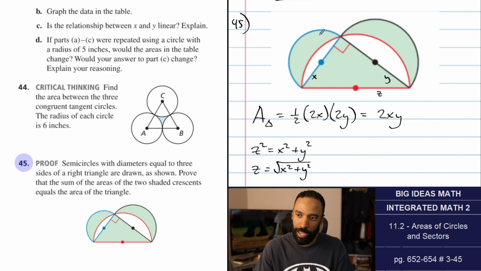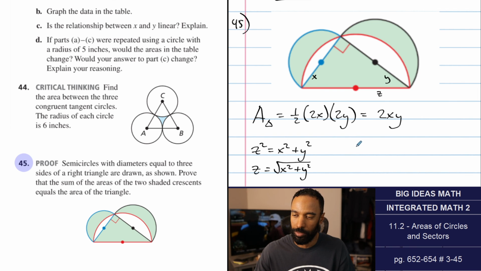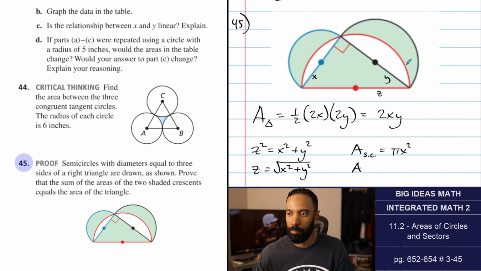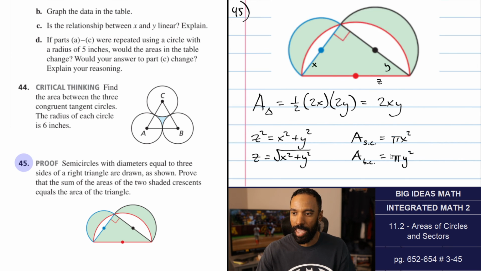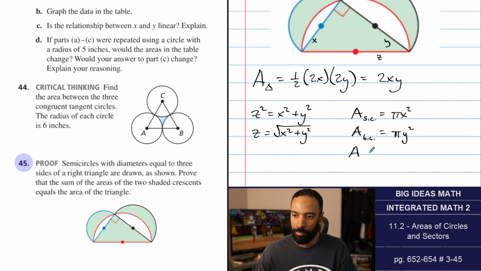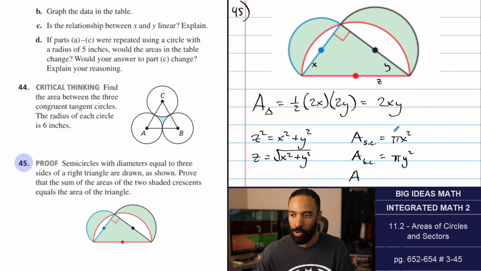So what's the area of this circle? The area of the small circle is pi times x squared. The area of what I'll call the medium circle, or big circle, not the white one, is pi times y squared. Oh, but that's not the semicircle though. So let's say 1/2 of this, 1/2 of that.